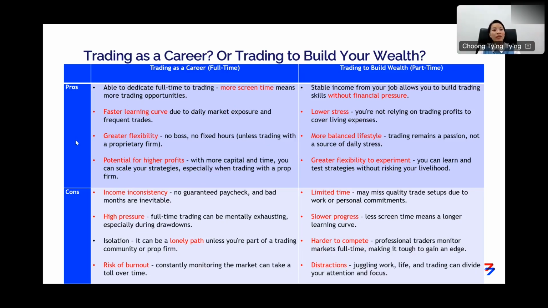Let me continue. So just now, I already covered trading as a career, the full-time trading part. Now the next part is about the cons of trading as a full-time trader, meaning trading as a career. You're going to see that you have inconsistency in your income. For example, many of those traders, if you're attached to a prop firm, or even if you're a local participant trading with your own money, do not have an income. They don't provide you with a basic salary, for example. So your income is inconsistent, definitely, because you fully rely on your trading profit.